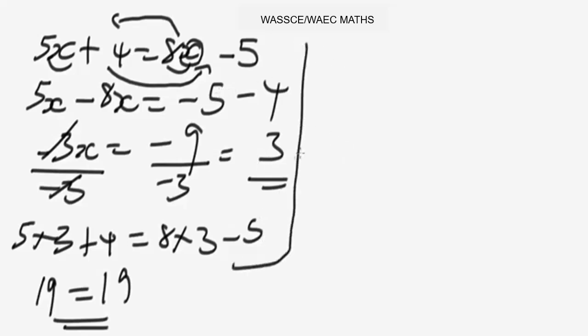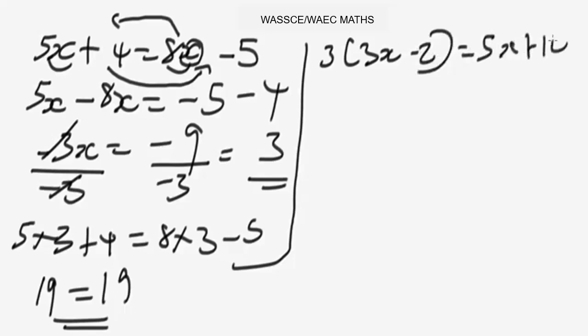Now let's look at another example. This time I want to look at the ones that involve multiplying out brackets first. Okay, now let's begin with this. Let's say we are given this and we have to solve it. We have 3 in bracket 3x - 2 equals 5x + 10. Okay, we have to simplify this expression.